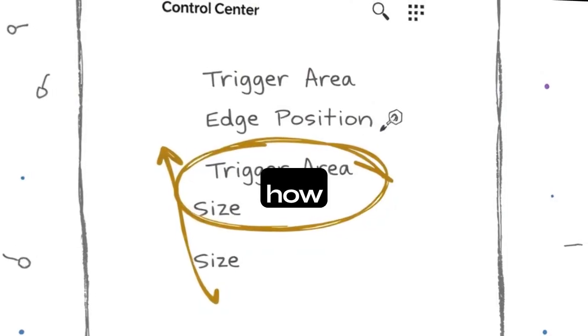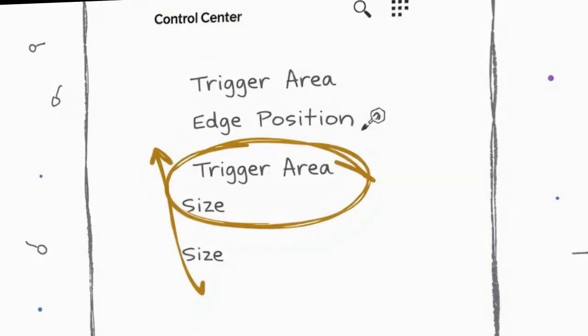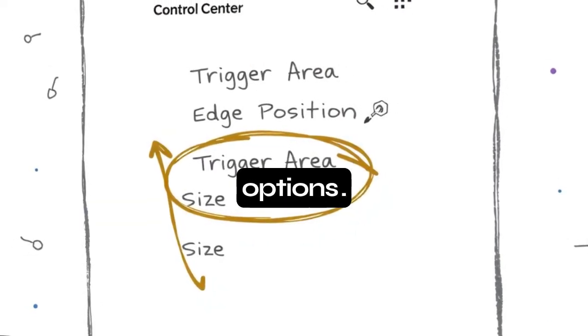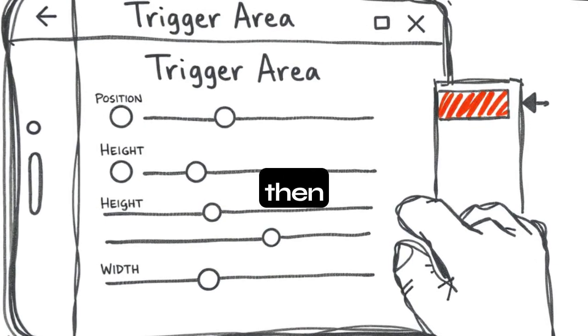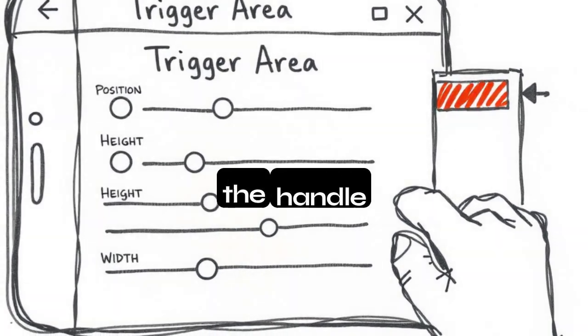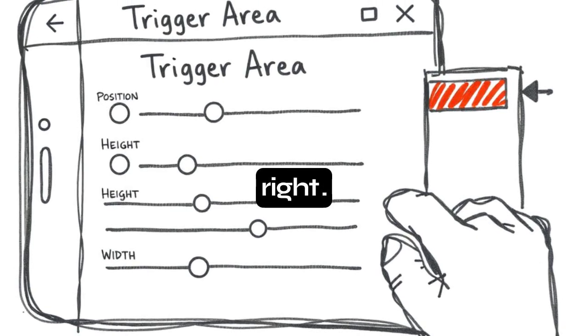Now let's customize how you open the Control Center. Go back into the Control Center Simple app and look for the trigger area or edge options. Tap Trigger Area, then adjust the position, height, and width sliders. You can move the handle to the left side or keep it on the right.